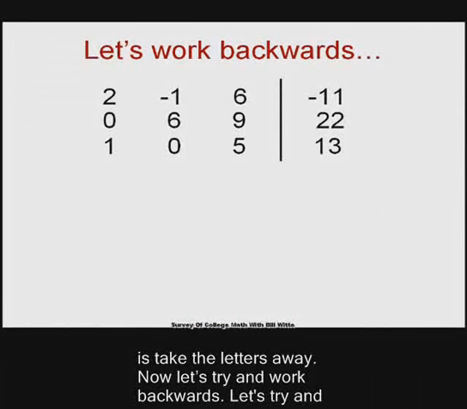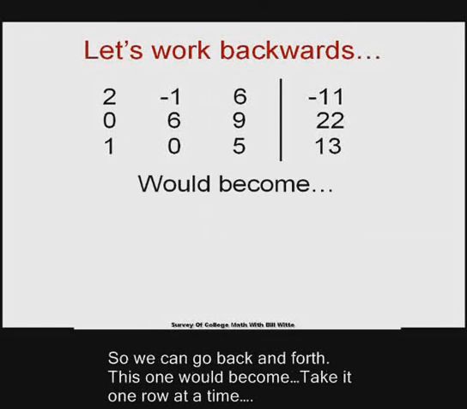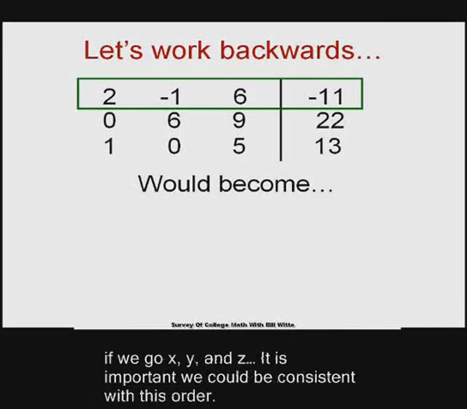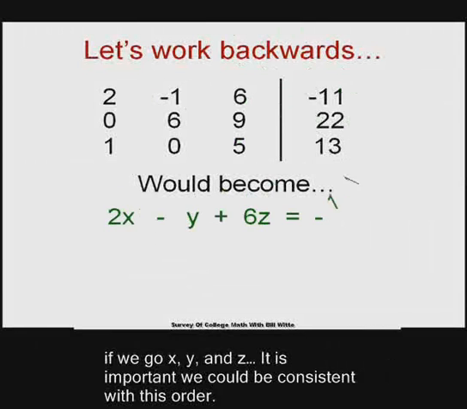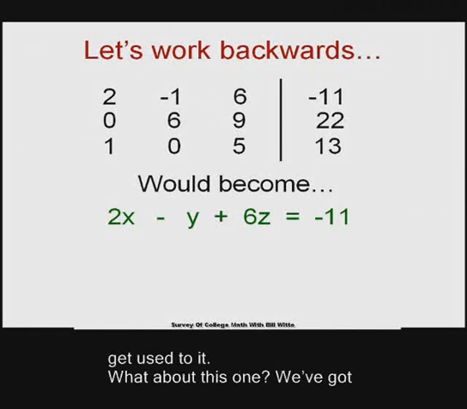Now let's try and work backwards. Let's take this augmented matrix and represent it by a system of equations so we can go back and forth. Well, let's take it one at a time. If we go x, y, and z, it's going to be important that we be consistent with this. You're with me that that's going to be 2x minus 1y, sometimes we write the 1, sometimes we don't, get used to it, plus 6z equals negative 11.